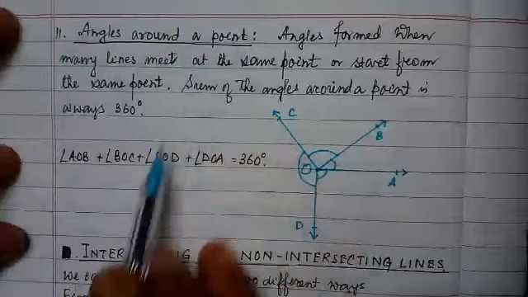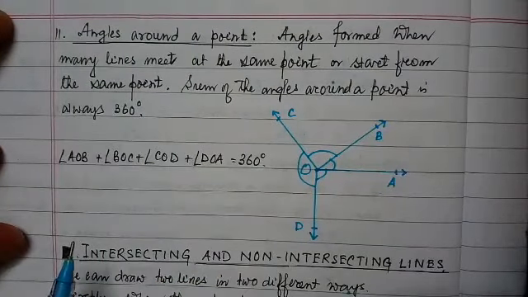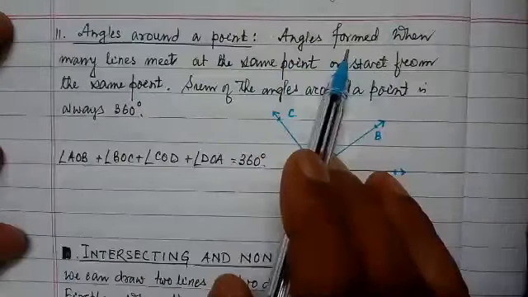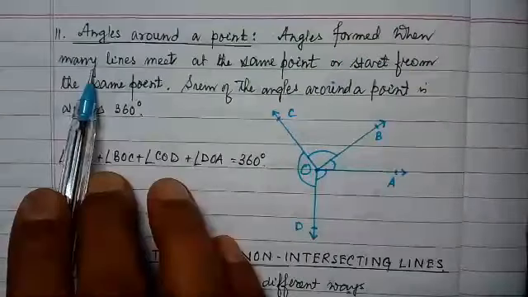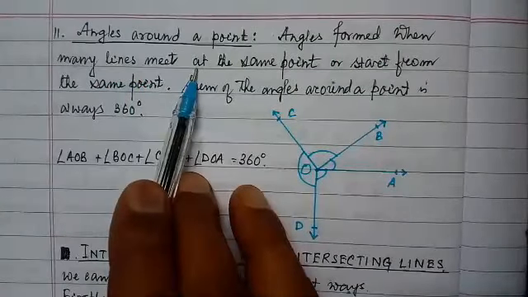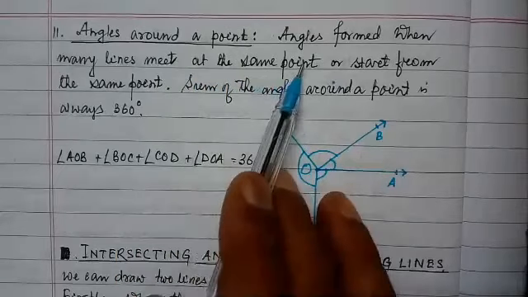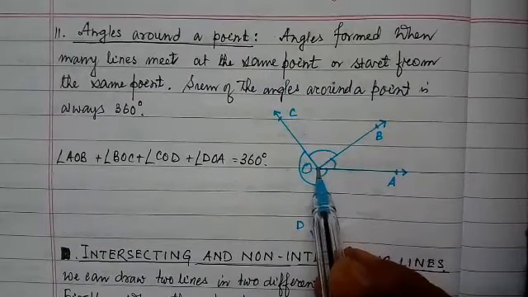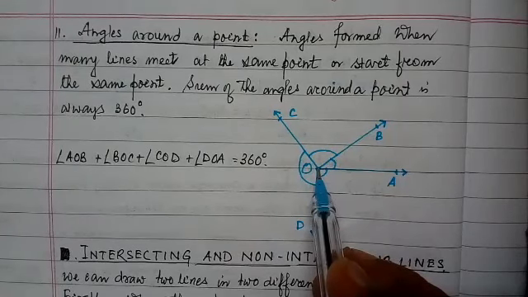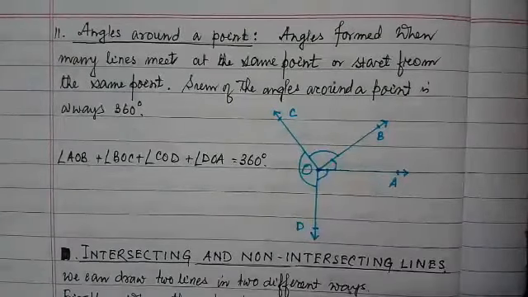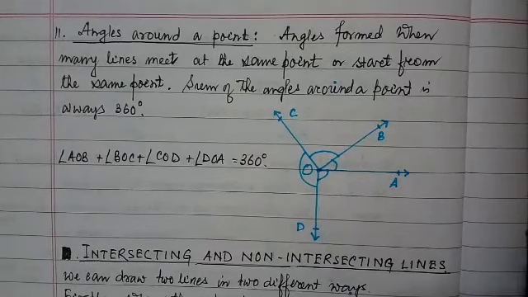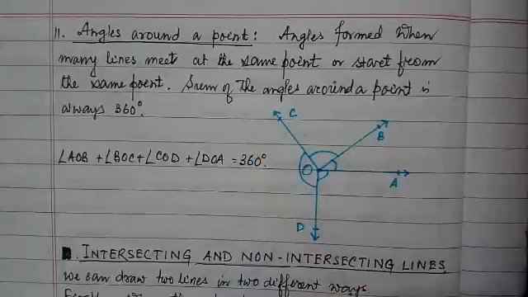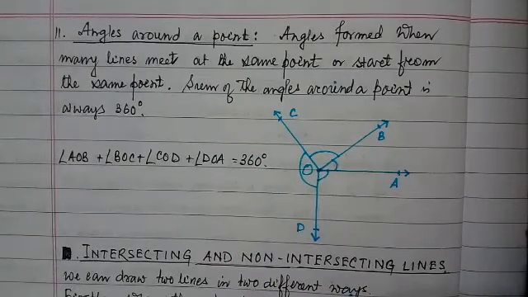Now angles around a point. Angles formed when many lines meet at the same point. The same point means common point, or start from the same point. The sum of the angles around a point is always 360 degrees.